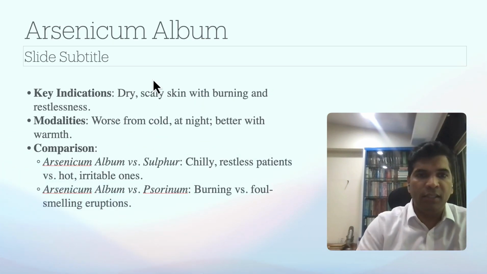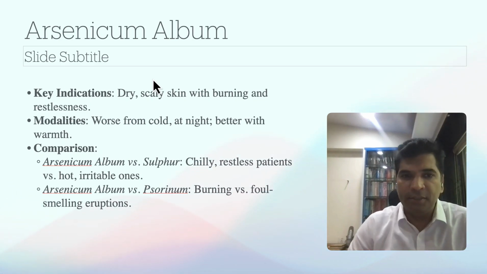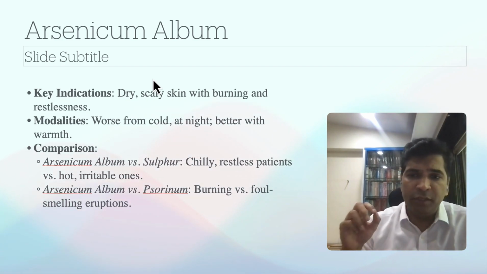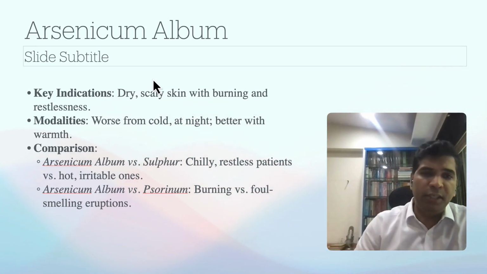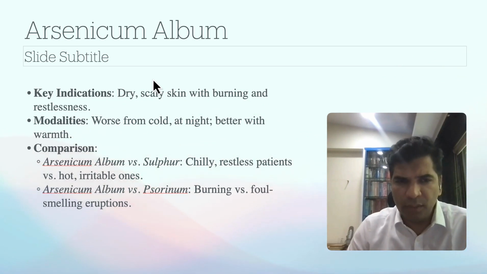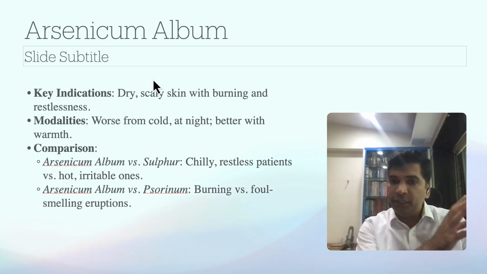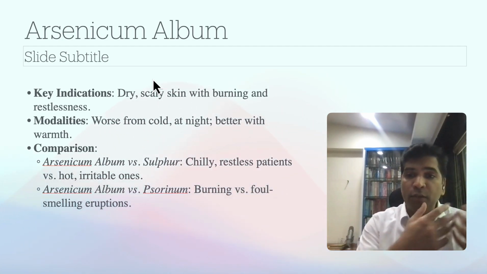Then you have arsenicum album. Dry, scaly skin with a lot of burning, restlessness. According to my experience, arsenicum album works best in kids or teens up to the age of 20-22. Worse from cold at night, better with warmth. So they are the exact opposite of what we have already discussed, like Natrum Mur. They are worse in AC and they feel better when they go out in heat.